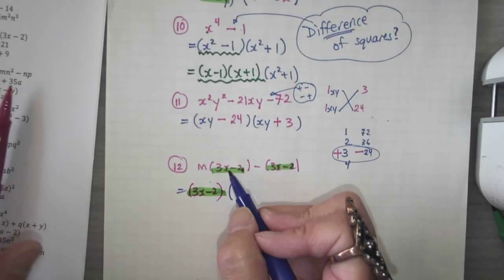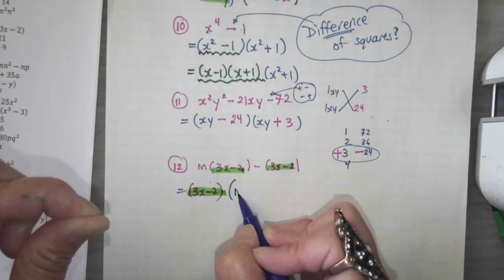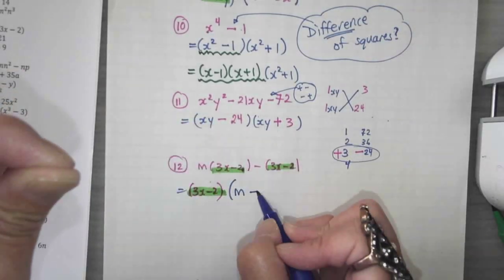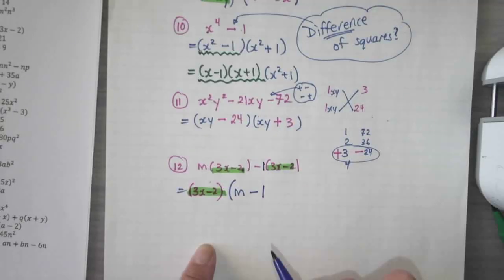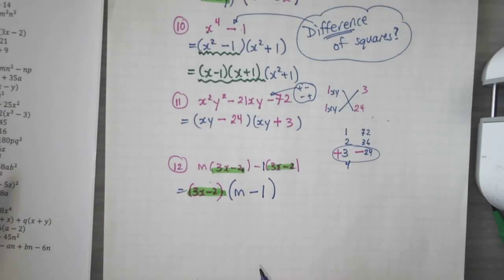And then you have to leave what's left over here. So if I pluck this one out, I'm left with an m. If I take this one out, I'm left with a, not 0, but 1. Imagine an invisible 1 there. Okay, I'm going to stop this part of the video now, and then we'll come back and do more.